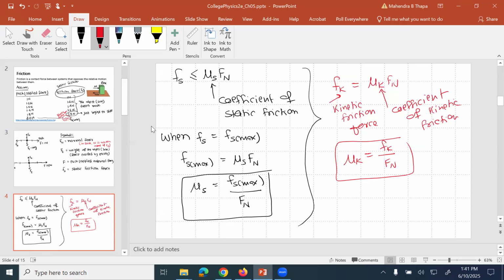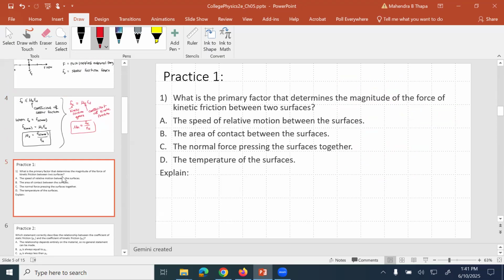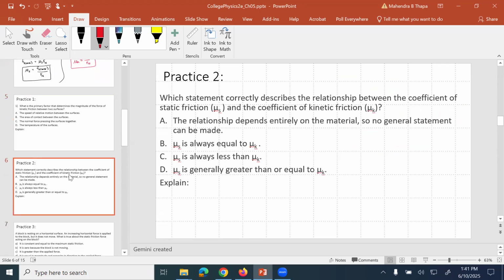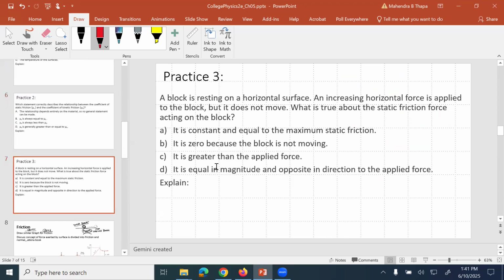So if you understand this concept, then I believe you can answer practice question 1. But please explain your answer. Similarly, you can practice problem number 2 and practice number 3.